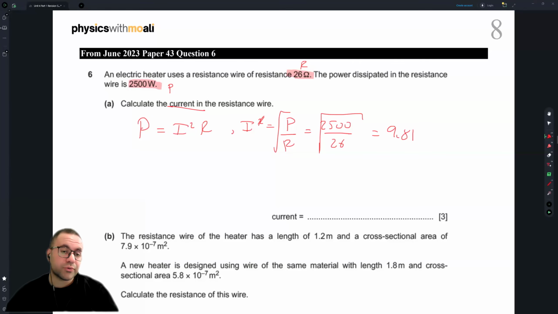Or if you forget this version, you can say, oh yeah, P equals VI, so I equals P over V, but I don't have V. So first, you get V equals IR separately, right? Oh, sorry, my bad. We want the current, right?